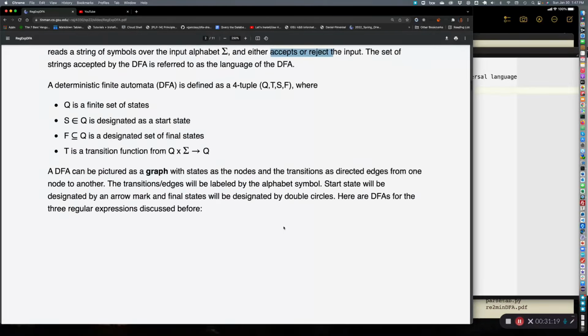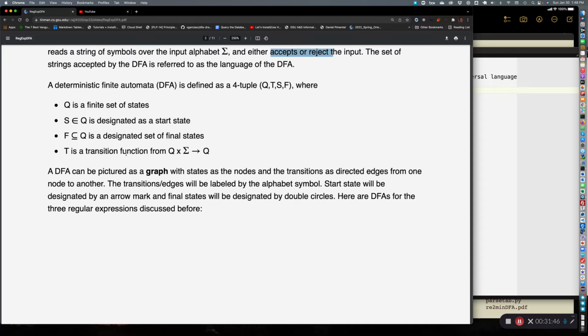This is important because pictures are easier to understand than a mathematical definition like that. The graph contains the states as the nodes. Each state becomes a node in the graph, and we're going to see some examples of this. The transition function can be encoded as a directed edge from one node to another node. Because a node is a state, it'll be an edge from one state to another state.